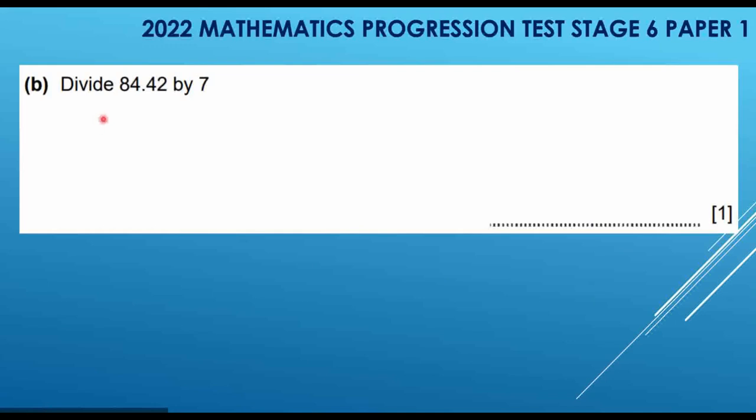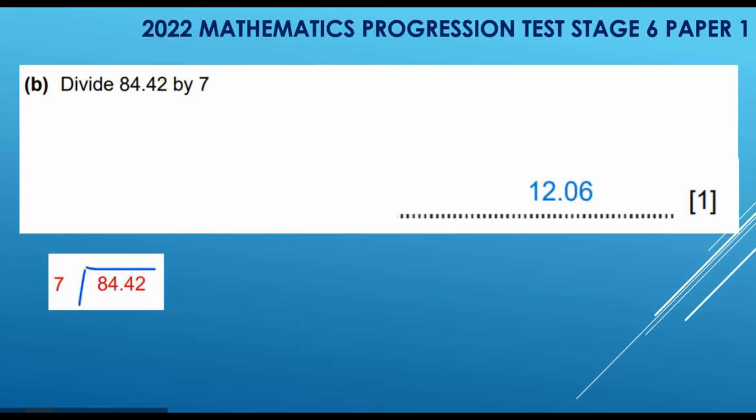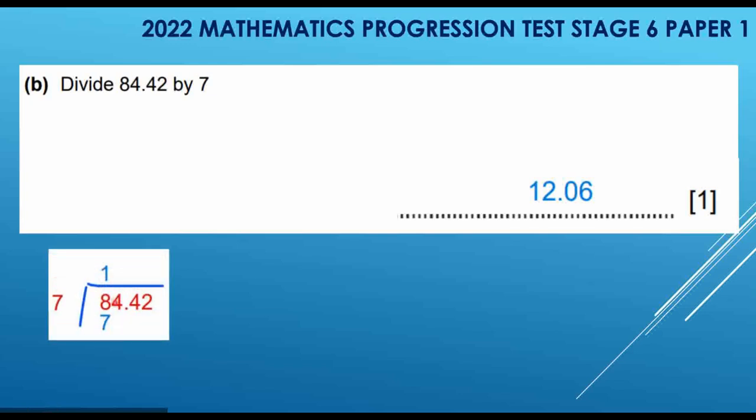Next number, question 7b. Divide 84.42 by 7. You have 10 seconds. If you have not finished, you may pause this video. The answer is 12.06. We divide manually since this is paper 1, no calculator. We take the first digit, 8, which is greater than 7. 8 divided by 7 is 1. Put 1 up and 7 down. 7 times 1 is 7.